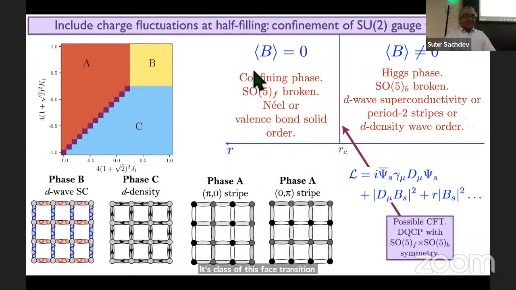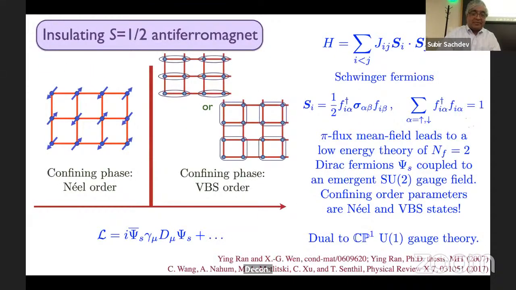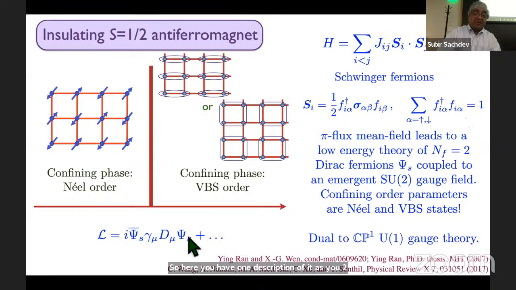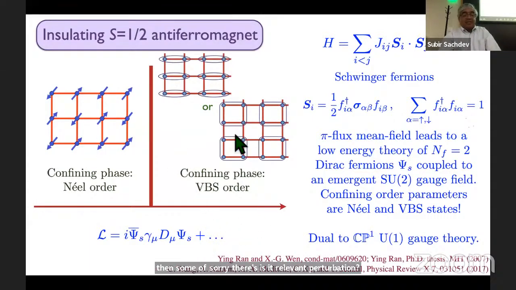Okay, all right. Sure, great question. So let me just go back to this proposed deconfined critical point from many years ago. This one here. So here you have one description of it, SU(2) gauge theory coupled to two massless Dirac fermions. Okay. This theory has an exact SO(5) symmetry in which there's nothing that distinguishes between the Néel order and the VBS order. But what we believe is that if it's really a DQCP, then there's only one relevant perturbation, but there are some irrelevant terms which eventually will tell you which side you're on.